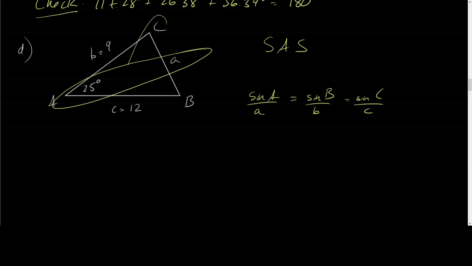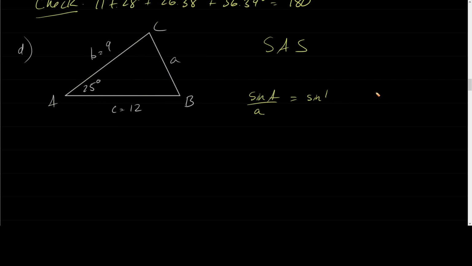But no matter which one I pair it with, I'm missing too much information to be able to work with this law of sines. So we're not going to be using the law of sines here. We're going to be using the law of cosines, all right? And the very first thing that I'm going to solve for here is, let's solve for side A, all right?